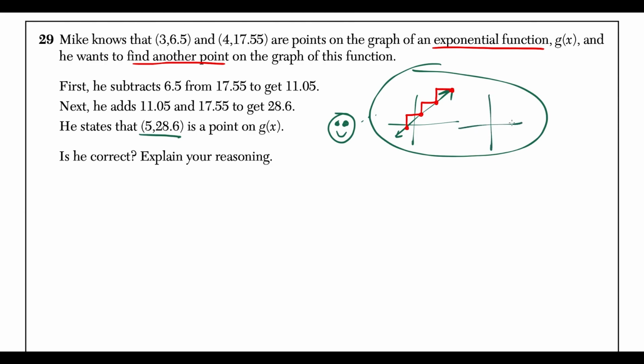If you were to try that on an exponential function, notice that for an exponential function here, whatever you rise and run to get from one point to the next, if you try to do that same amount, notice it's not going to put you on the exponential curve, because in the case of this type of exponential function, the rate of change increases. It goes up faster than it did previously. So he is not correct, and the reasoning is that an exponential function does not have a constant rate of change.